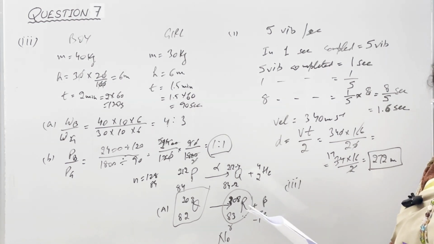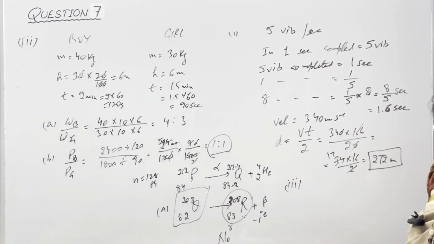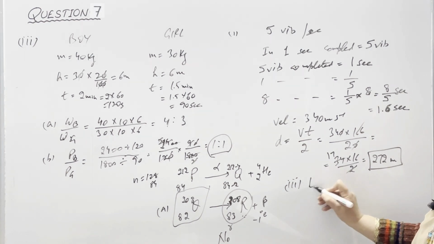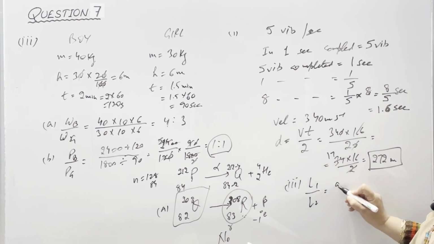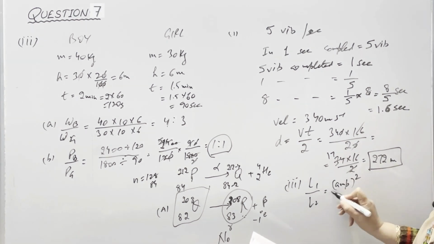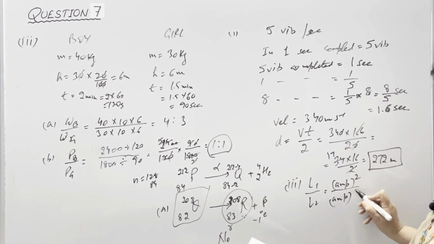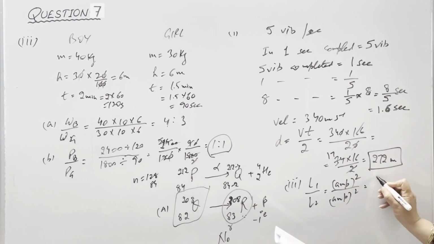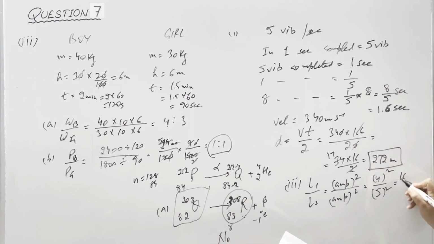Now in the third part, the ratio of amplitude of two waves is 4:5. What is the ratio of their loudness? We know that loudness is directly proportional to the square of amplitude, and the amplitude is given as 4:5. So 4 square and 5 square, which means 16 and 25. So the ratio of their loudness is 16:25. Whenever the ratio or comparison is asked, you need to give it in ratio form.